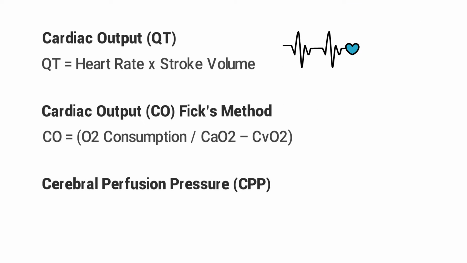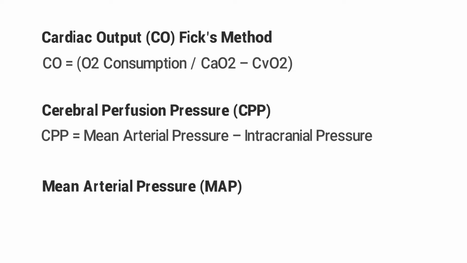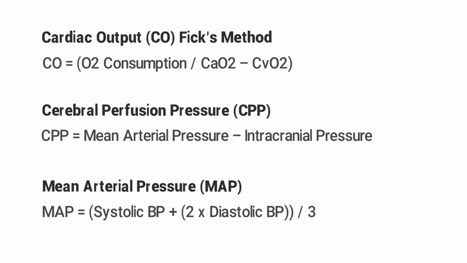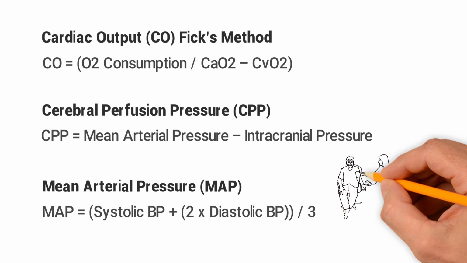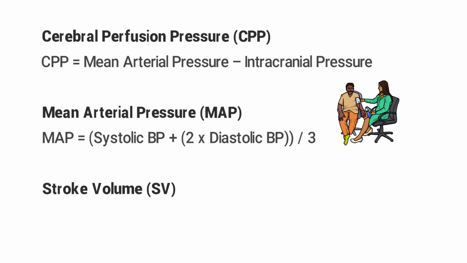Cerebral perfusion pressure. This is equal to the mean arterial pressure minus the intracranial pressure. Mean arterial pressure, or MAP. This one's equal to the systolic blood pressure plus 2 times the diastolic blood pressure divided by 3. Next up is stroke volume. This one's equal to the cardiac output divided by the heart rate.